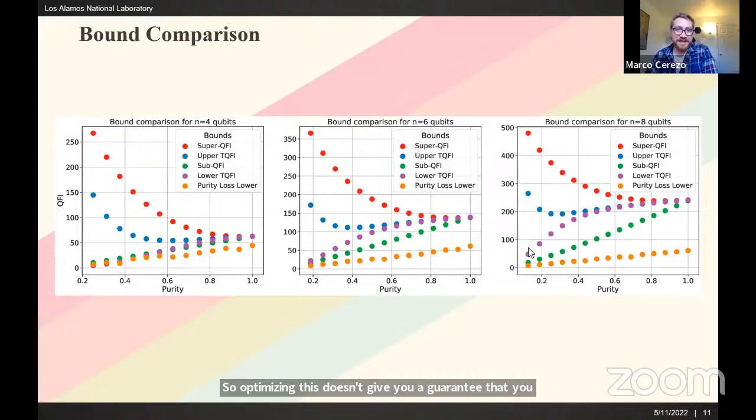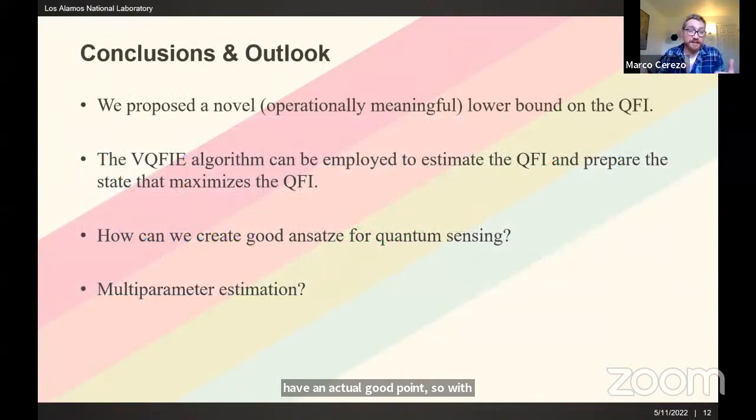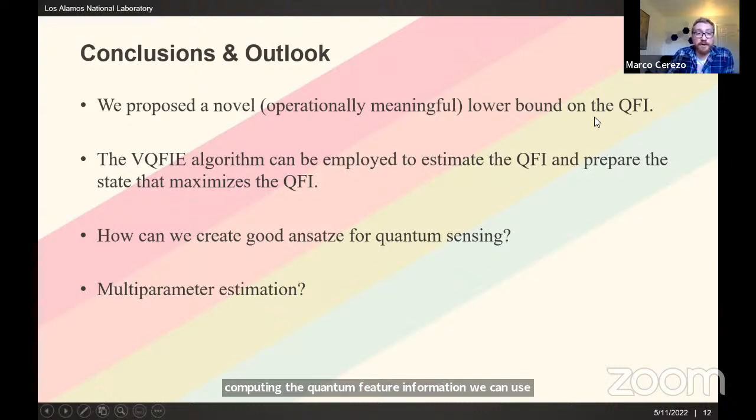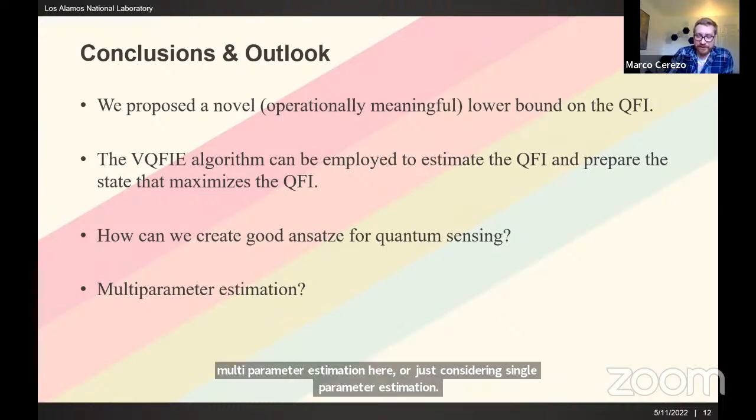With that, I want to thank you all for your attention and say that our results are that we proposed a novel algorithm for computing the quantum Fisher information. We can use this algorithm along with our bounds to prepare good quantum states. The next steps that we're considering are how we can create good ansatz for quantum circuits for sensing, what the structure of that trainable circuit is, and how we can do, for instance, multi-parameter estimation. Here we're just considering single parameter estimation. So there's definitely a lot of interesting things to do.